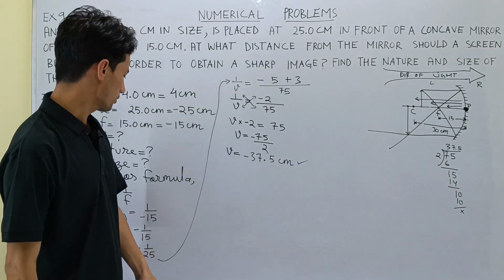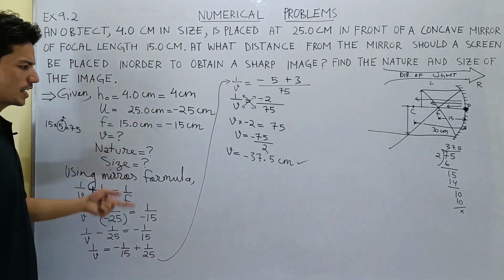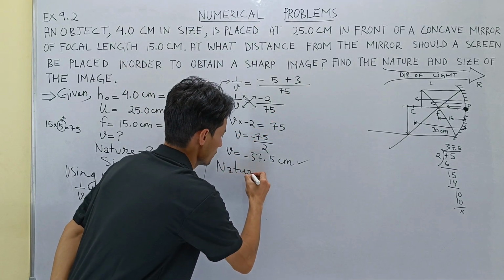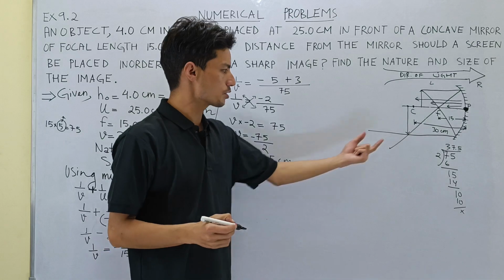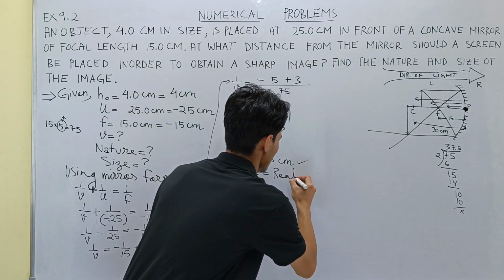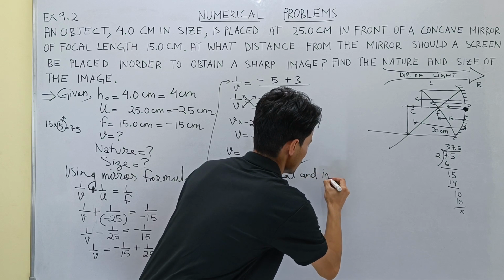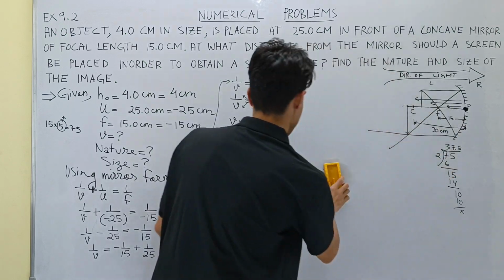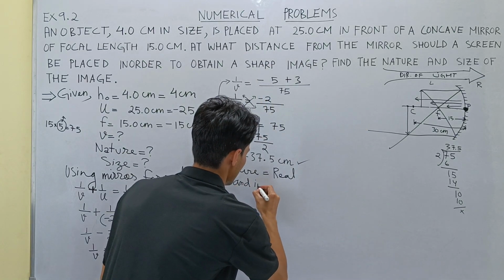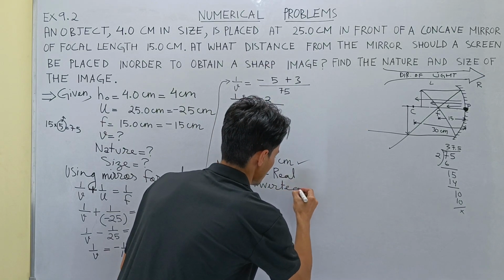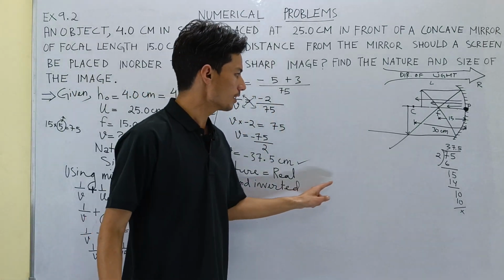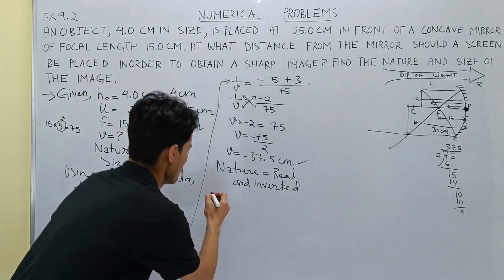Now what do we have to find? We have to find nature and size. Since you know the case, you can write the nature. What is the nature for this case? Real and inverted. Leave some space afterwards. Real and inverted, this is the answer. Now we will go and find the size. So let us find the size.